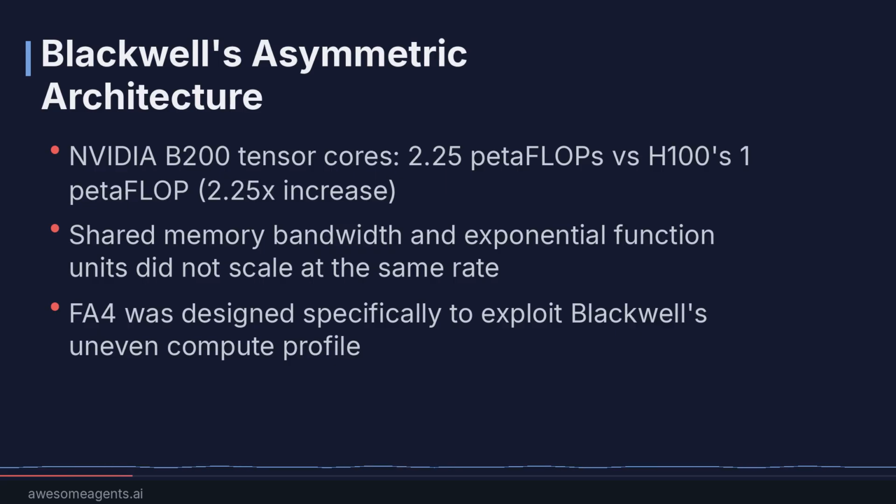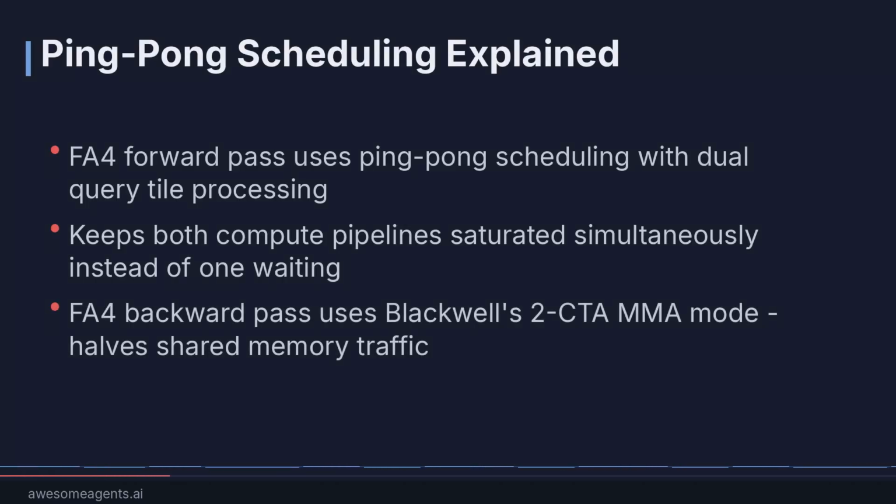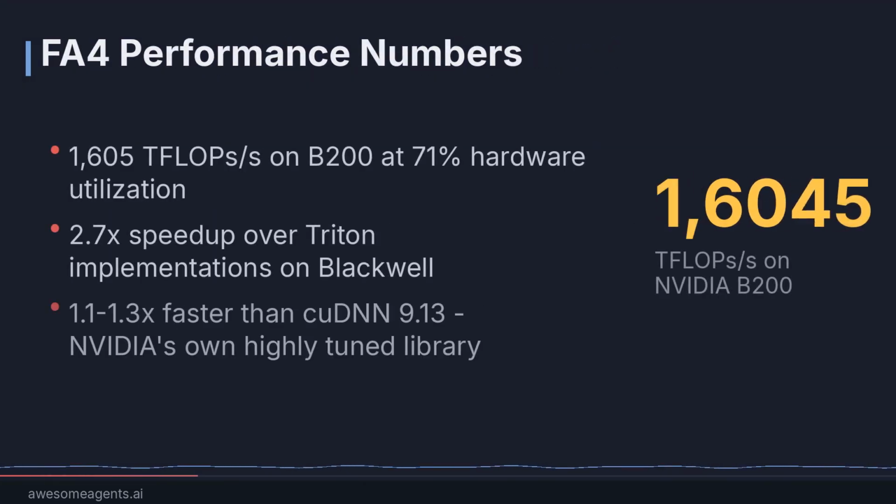Okay, so what does FlashAttention 4 actually do, like in plain language? So it's an attention algorithm designed specifically for NVIDIA's new Blackwell chips. The B200 GPU has a lot more raw compute than the previous H100, but the memory bandwidth and some other units didn't scale up at the same rate. So the chip got faster in some ways, but not evenly. Exactly. And FlashAttention 4 uses a technique called ping-pong scheduling to keep both compute pipelines busy at the same time instead of one waiting on the other.